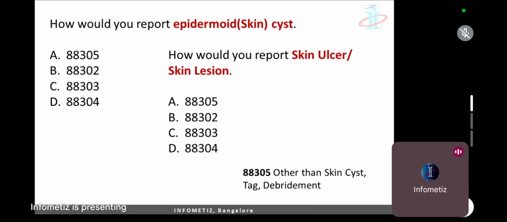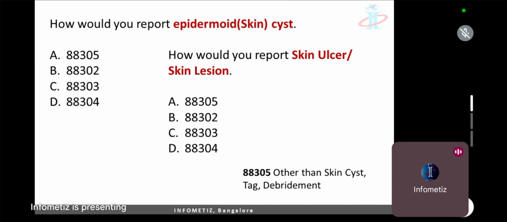In 88304 we have a skin cyst, tags or debridement. So we are taking a skin sample for these three reasons: either cyst or tag or debridement. These all are surgical procedures from the integumentary chapter. Apart from these three, if we are taking a skin sample for any other reason, it will come under 305.